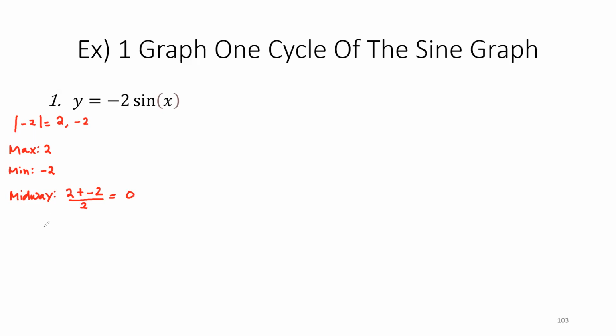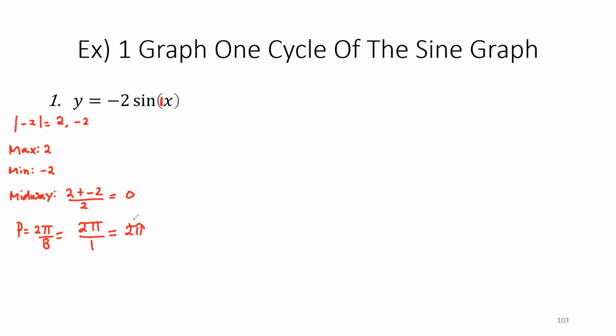And then what else do we need? We need max, min, and midway, and then what is our period? Well, we don't have a horizontal shift, so that's good. We don't have a vertical shift. So what is our period? Our period is 2 pi over b. What is our b value? It's basically the number in front of x. There's no number, so that means there is an invisible 1. So your period is 2 pi over 1.